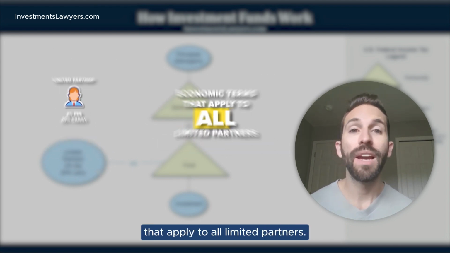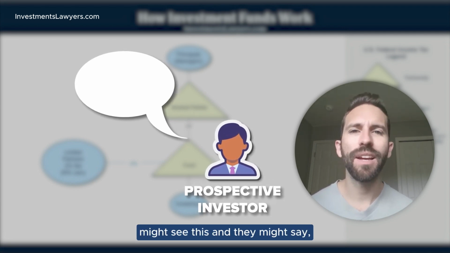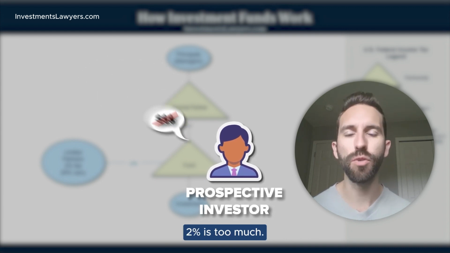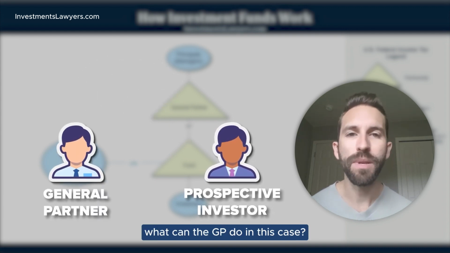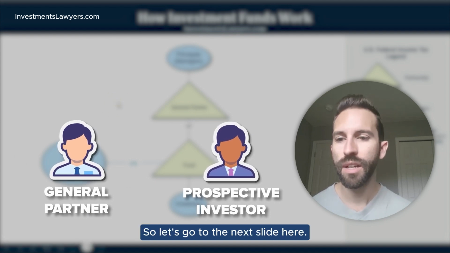limited partners. Now, a prospective investor might see this and say, you know what, I like everything about this, but the fee is too high. 2% is too much. What can the GP do in this case? Let's go to the next slide here.